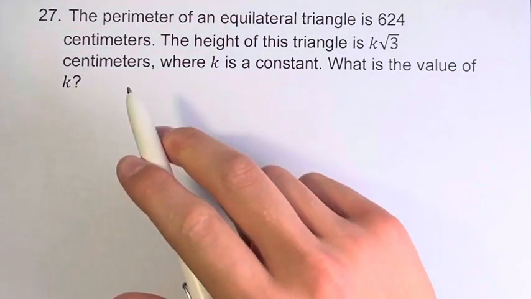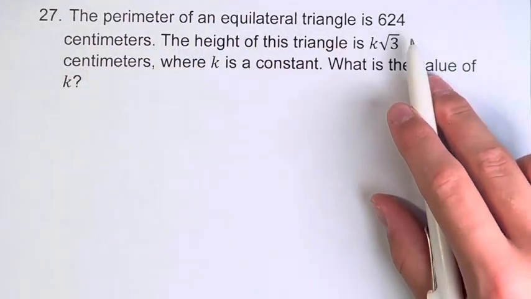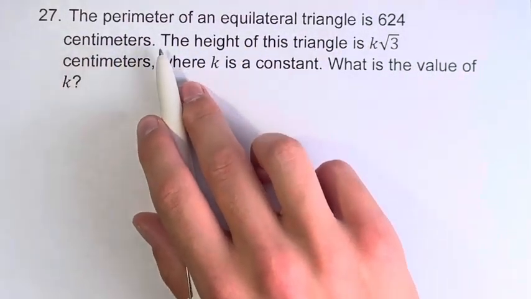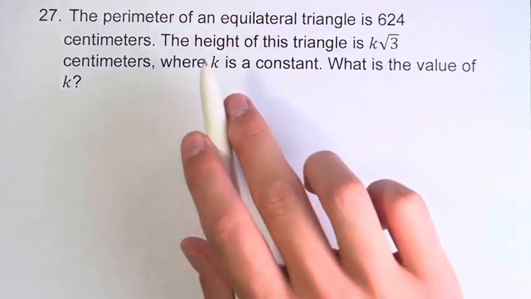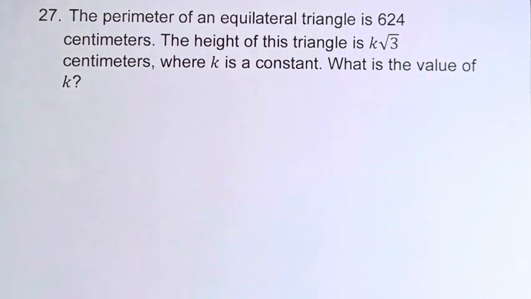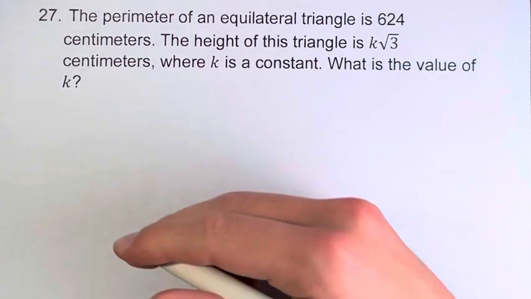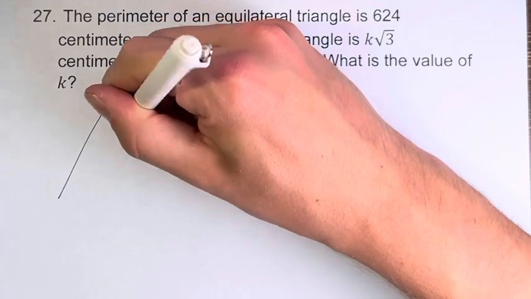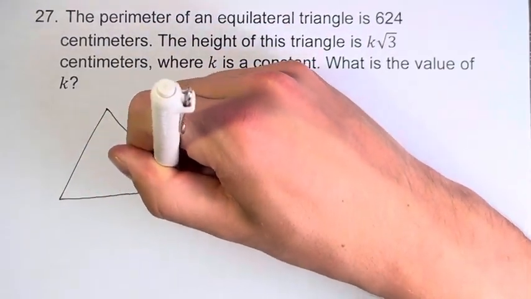In this problem, we're told that the perimeter of an equilateral triangle is 624 centimeters. The height of this triangle is k root 3 centimeters, where k is a constant, and we're asked, what is the value of k? So I think it's going to be helpful here for solving this problem to draw a diagram. It doesn't have to be exact, but just get the rough shape of an equilateral triangle.